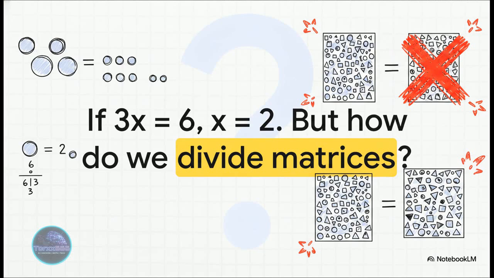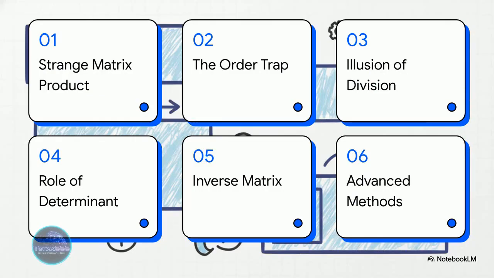But what happens if these aren't just single numbers? What if they're entire grids packed with numbers, matrices? Well, your natural instinct is probably to treat matrices exactly like regular numbers and just try to divide them. And that, my friends, is where the first huge mistake happens. Treating a matrix like it's just a regular number? Absolute trap.